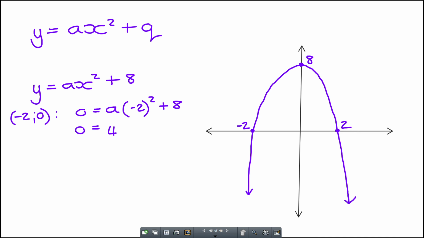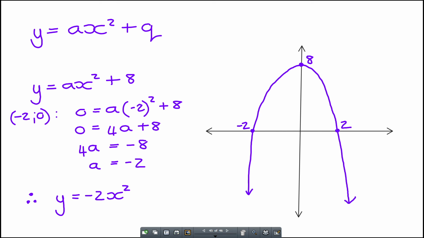So then I have 4a plus 8. So 4a will be negative 8, which means that a is minus 2. Does that look like a negative graph? Yes. Okay, good. So therefore, my equation is y is equal to minus 2x squared and then plus 8. You guys good?